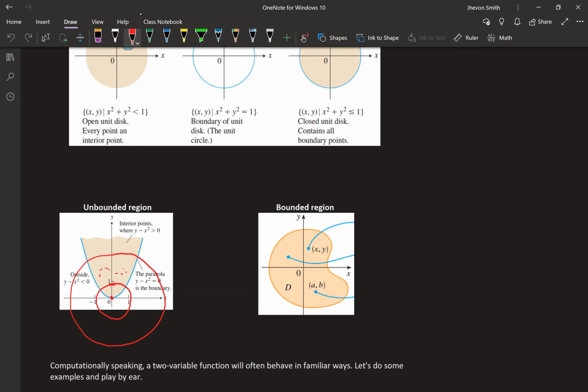That's what unbounded means. Bounded basically means it's possible to get a circle centered at the origin large enough so that the entire region is within that circle. Each point in the region is closer to the origin than the radius of that circle. So once you can enclose a region in a circle centered at the origin, we say it's bounded. If you cannot do this, we say it's unbounded.